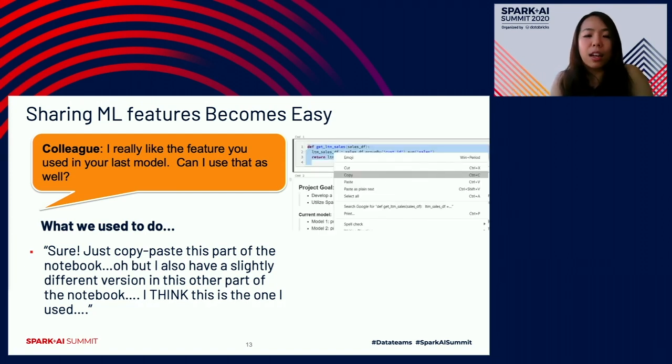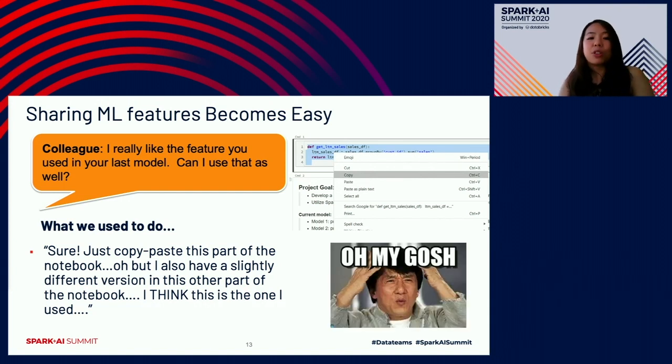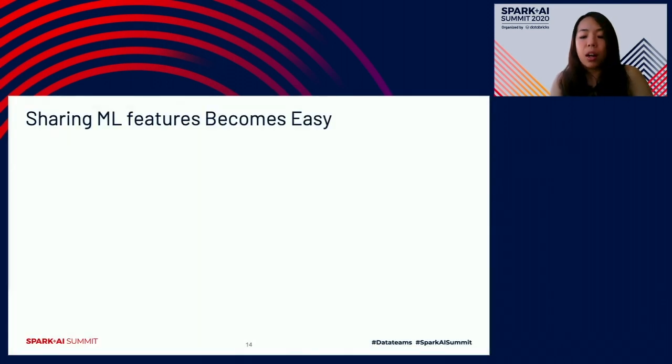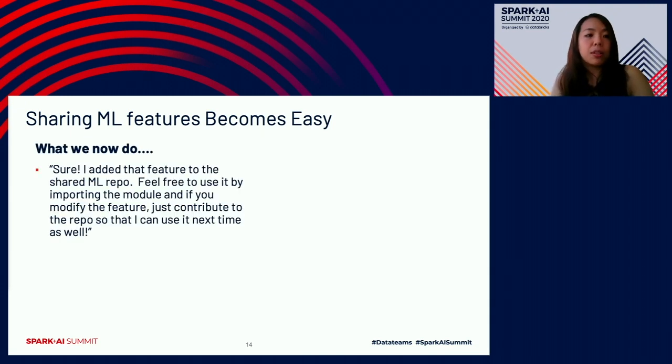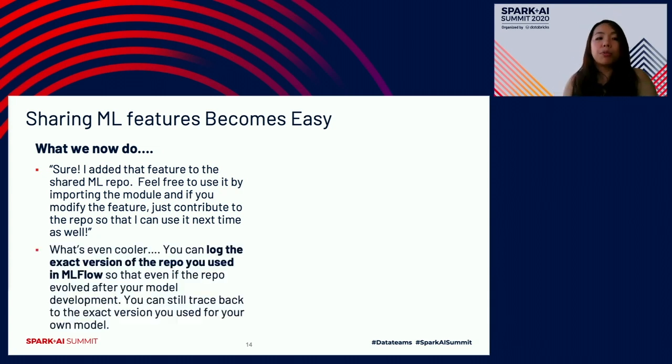This is usually not the greatest idea, because we oftentimes confuse ourselves and are not sure which one to actually share. And it's also really hard to track the changes over time for these functions. Now with GitHub integrated into our development workflow, what we can do is, sure, I added the feature to the shared machine learning repo. Feel free to add it and use it by importing the module.